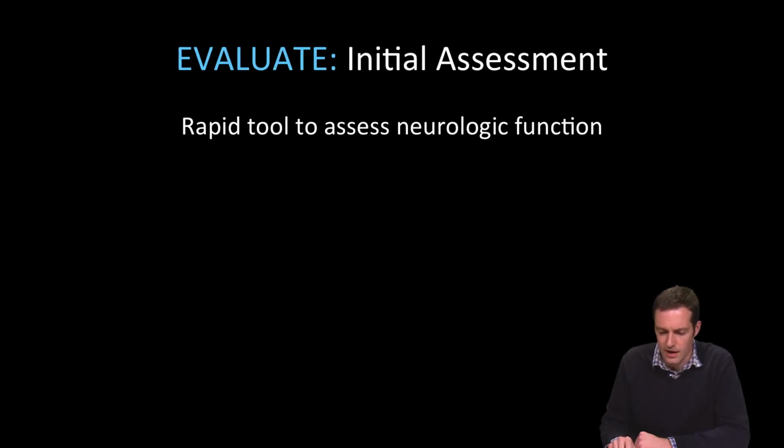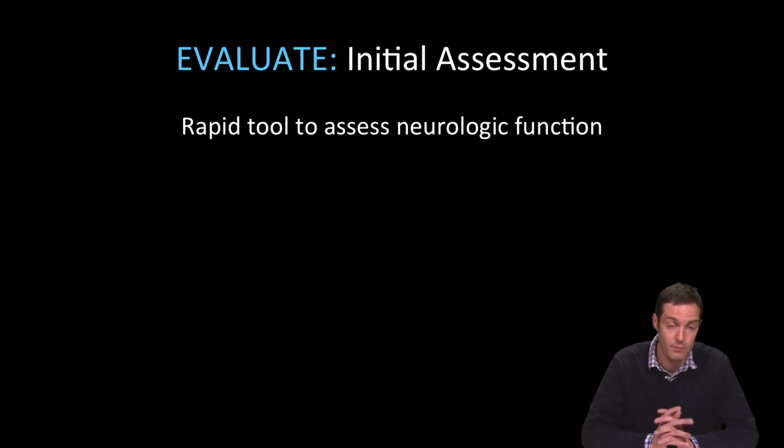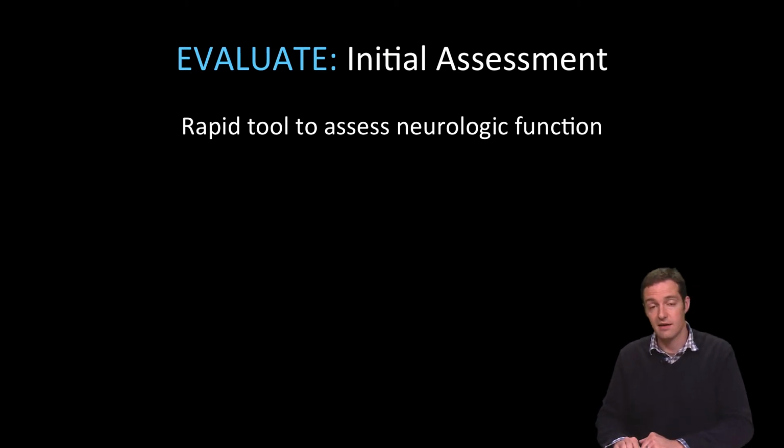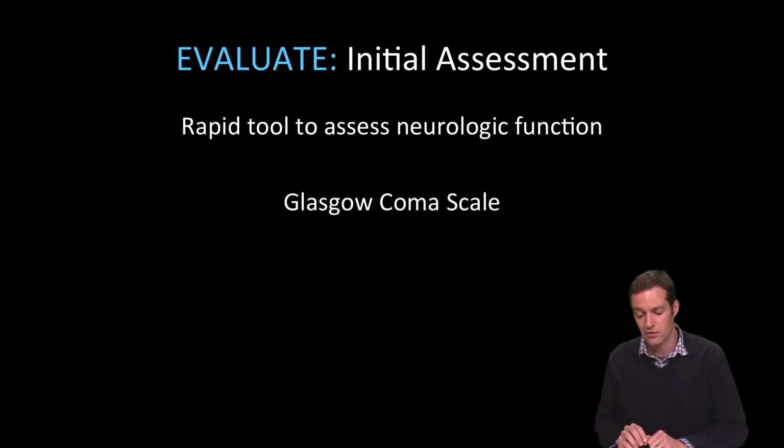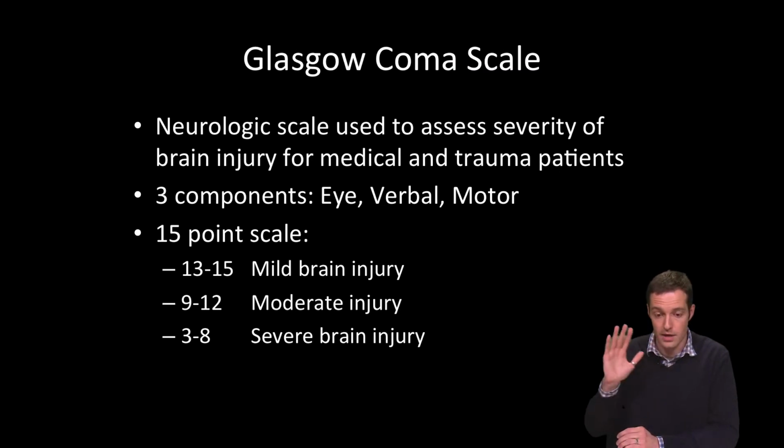So moving on, the patient is again presenting with headache and altered mental status. There is a rapid tool to assess neurologic function that you can add to the list that we just presented in the previous slide. That tool is called the Glasgow Coma Scale. Now this was initially developed more for traumatic brain injuries, but it definitely has a role to play in medical brain injuries as well. It is a neurologic scale used to assess the severity of brain injury for medical and trauma patients. It's a 15-point scale, 3 components: eye, verbal, and motor.